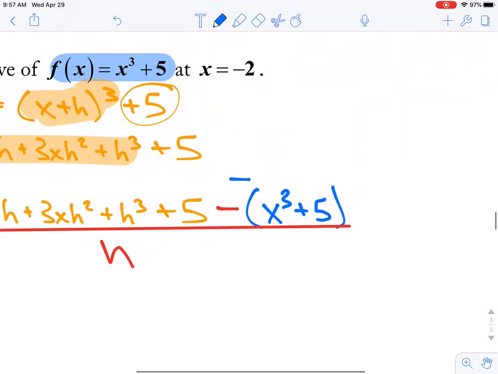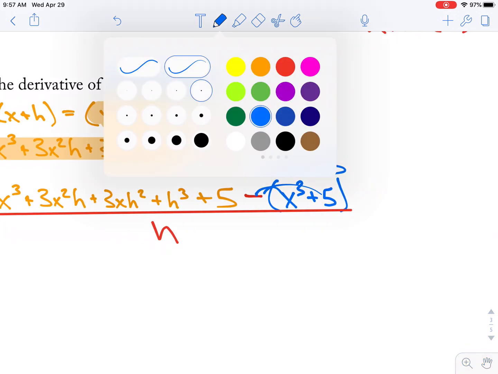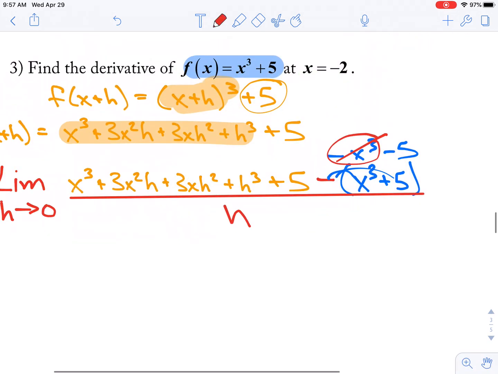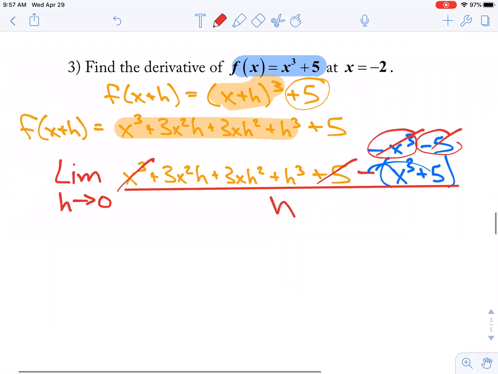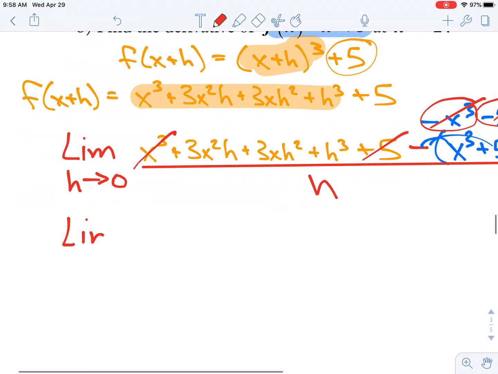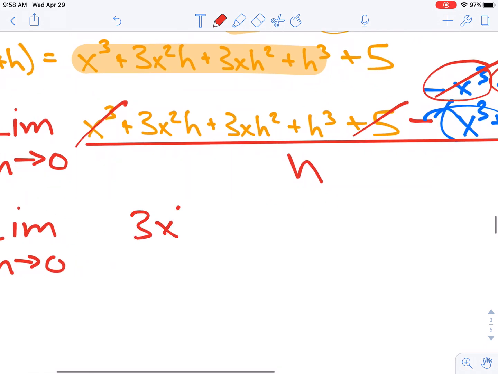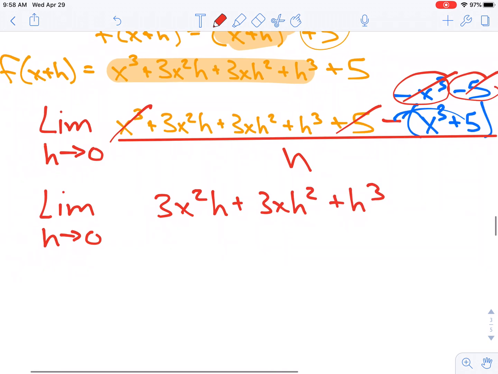Simplify. So first, distribute the negative. Now cancel out whatever we can cancel out. x cubed cancels out with x cubed. Negative 5 cancels out with positive 5. We should be left with only things that have h's in them. Anything that does not have an h should cancel. 3x squared h plus 3x h squared plus h cubed. We're good there. Over h.